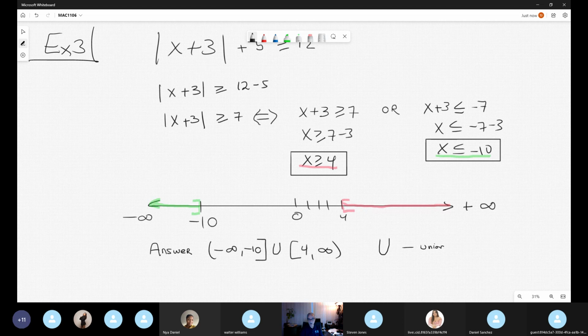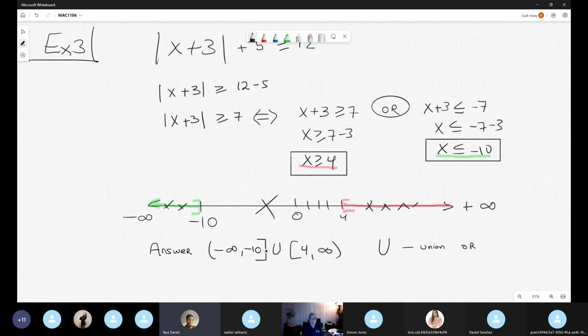And union is not "and." Union is "or." Like this conjunction: there's this and this. So any point here is a solution. Any point here is a solution. Any point here is not a solution. No, outside is not a solution. Cool?